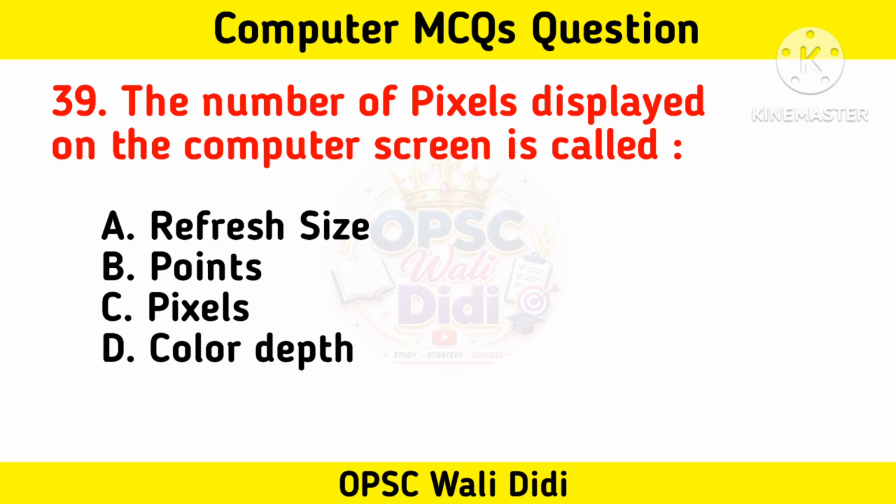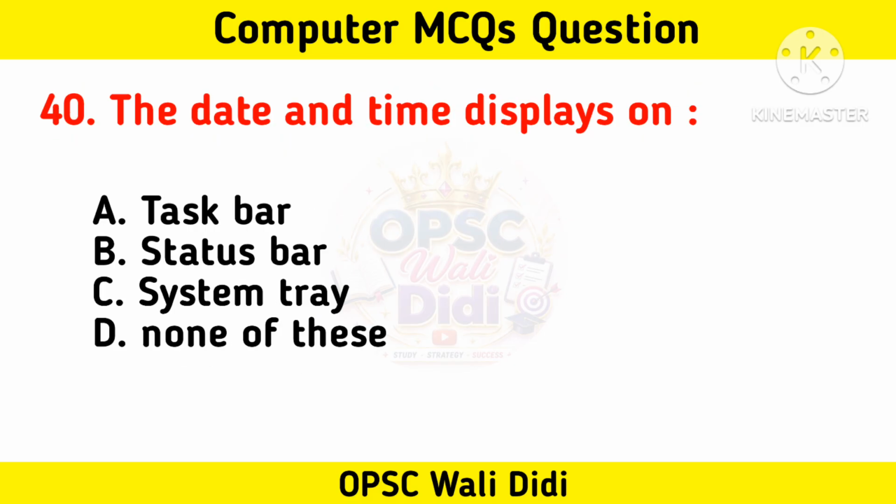The number of pixels displayed on the computer screen is called. The correct answer is pixels. The date and time displayed on. The correct answer is system tray.